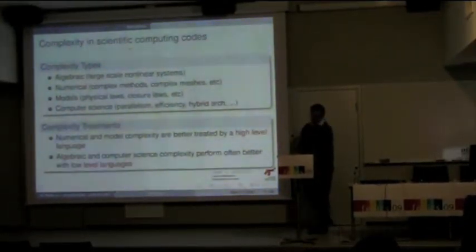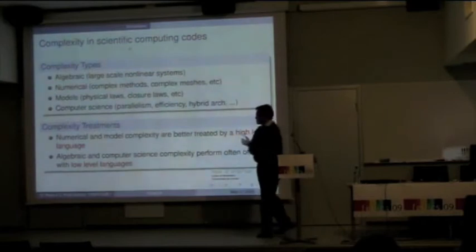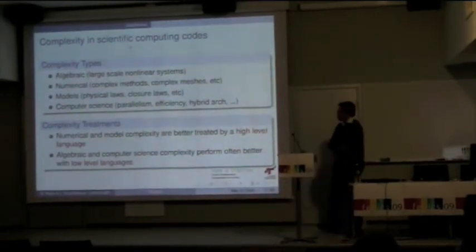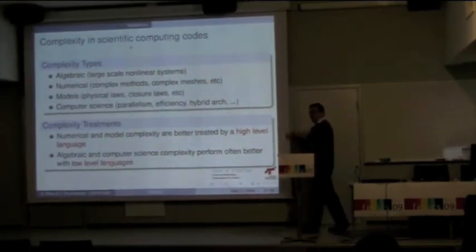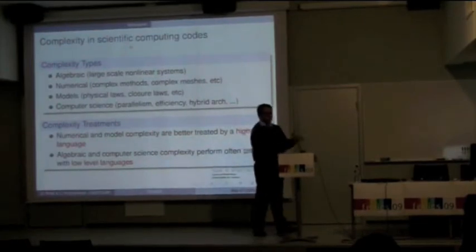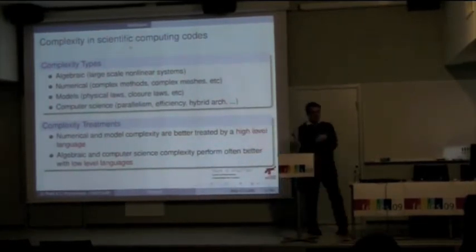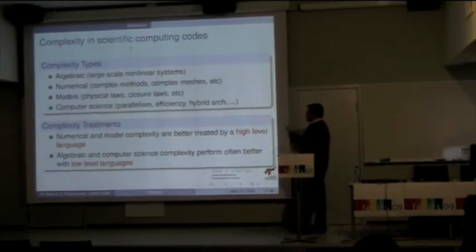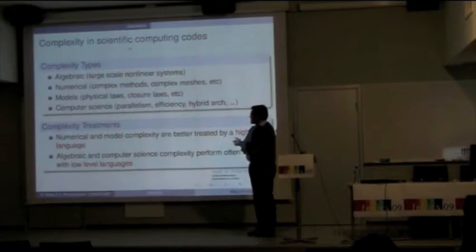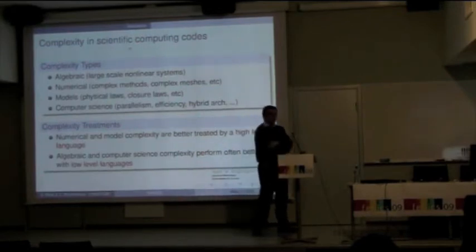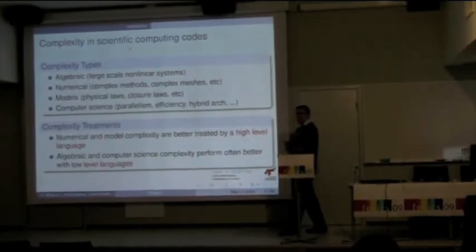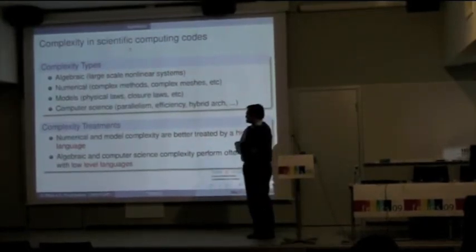So basically, what we have is that in scientific computing codes, we have different kinds of complexities, right? We have the algebraic complexity, basically large scale linear and nonlinear systems. We have numerical complexity, meshes, numerical methods. We have the model complexity, and we have the computer science complexity. And we need to deal with all these types of complexities, right?